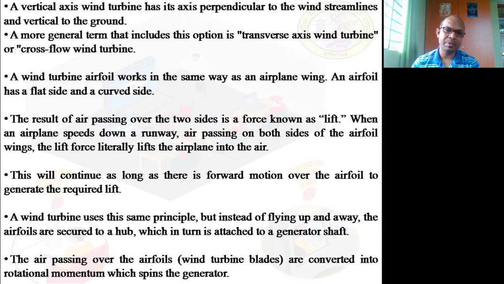When an aeroplane speeds down a runway, air passes on both sides of the aerofoil wings, and the lift force literally lifts the aeroplane into the air. That is what I have told you. If you have a blade like this, whenever it lifts, the air which comes over here makes it lift. In the same way, when the aeroplane has to land, the blade is angled like this, so that it pulls downwards and makes for an easy landing. That is the aerofoil, the blades.